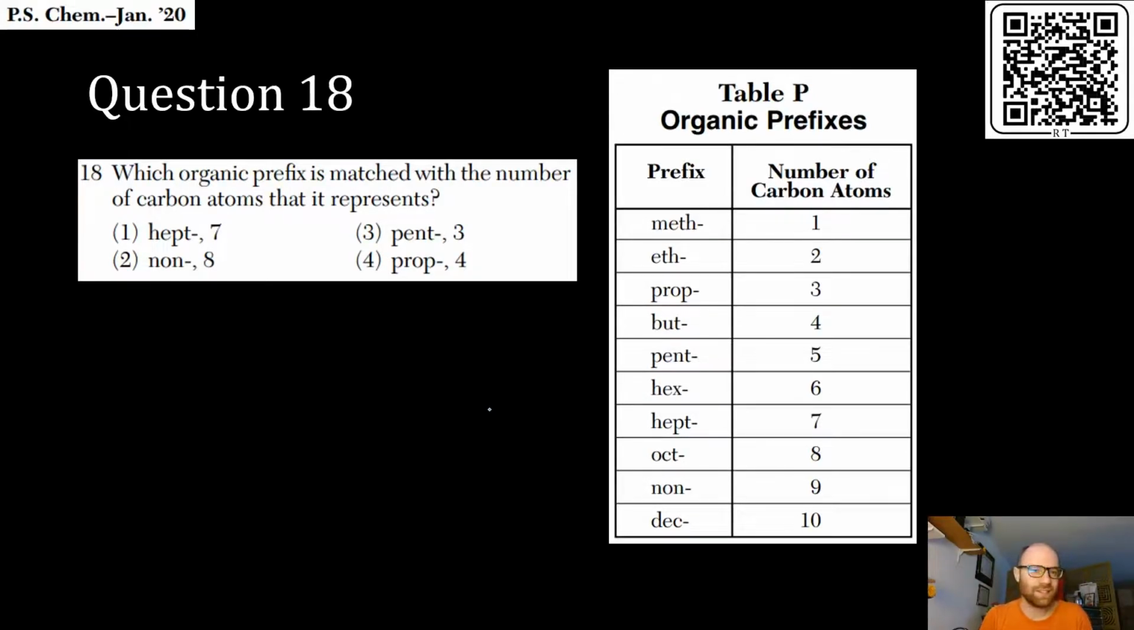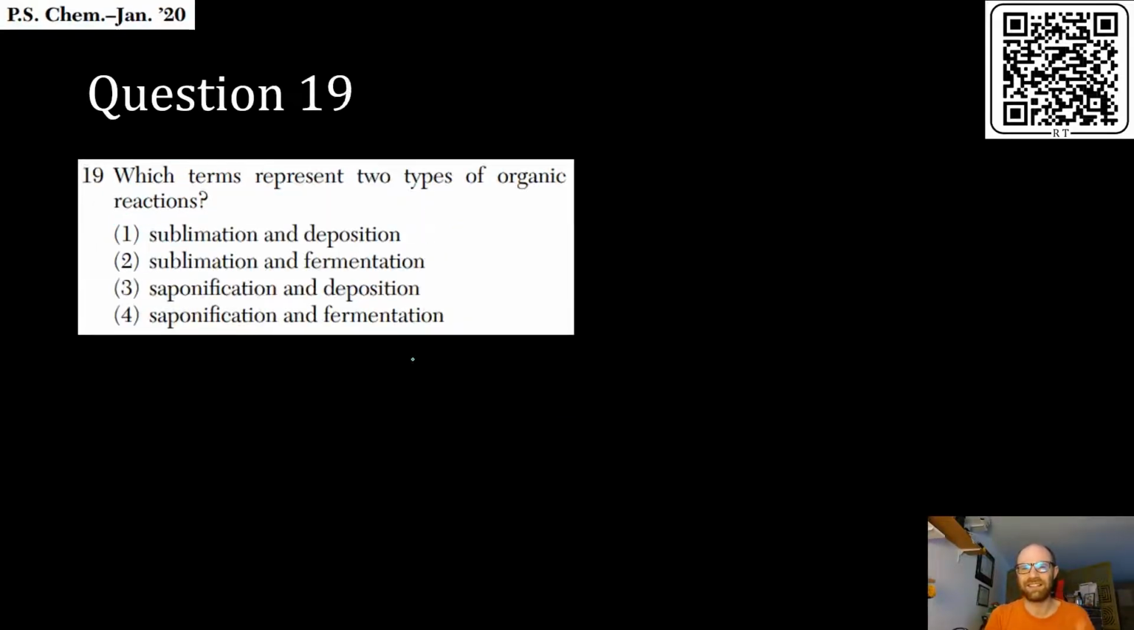For question 18, we're just going to go straight to the reference tables. Organic prefixes, they're cluing you in right here to go look at that. Table P is your organic prefixes. We're just going to match them up right here. Choice 1 is our answer. Hept is 7. Nice, quick, and easy. It does feel like there's a lot of these questions, just reading the reference tables is helpful.